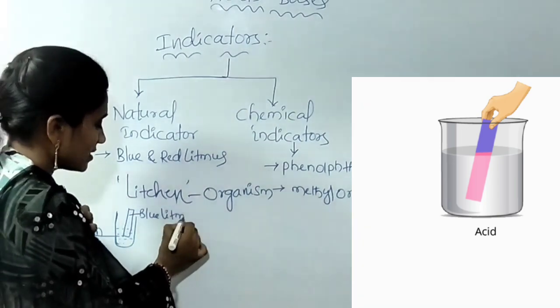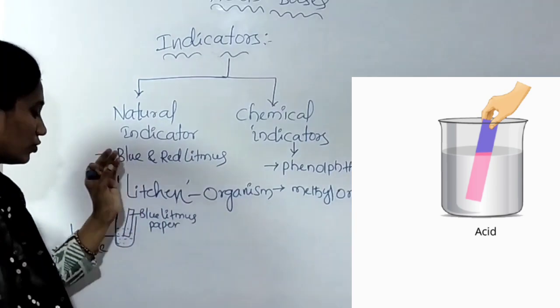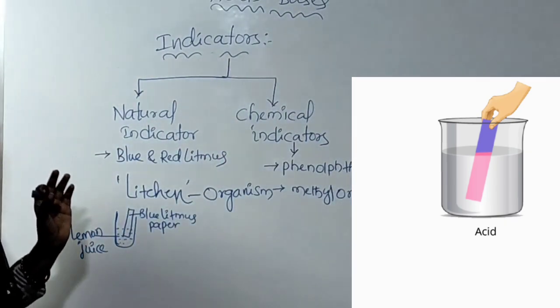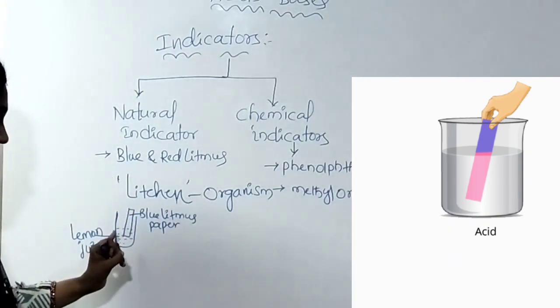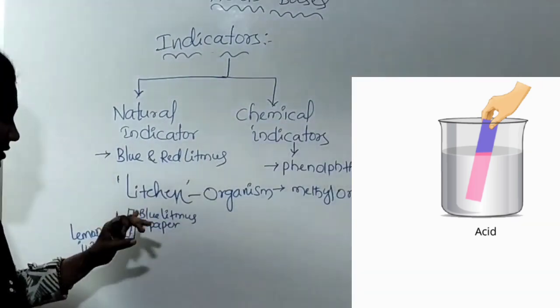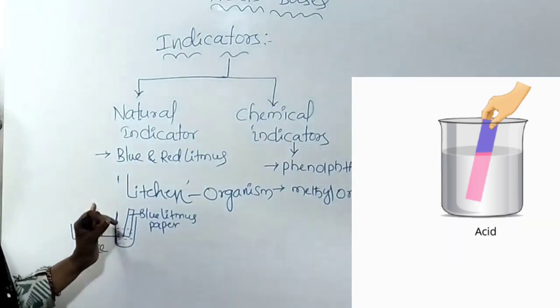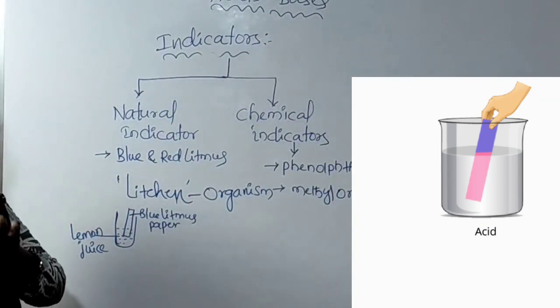I am going to dip the blue litmus paper in the solution of lemon juice. Then what happens? What do we notice? What changes can we observe? As soon as the blue litmus paper touches the lemon juice, the color of the blue litmus paper turns into red color.